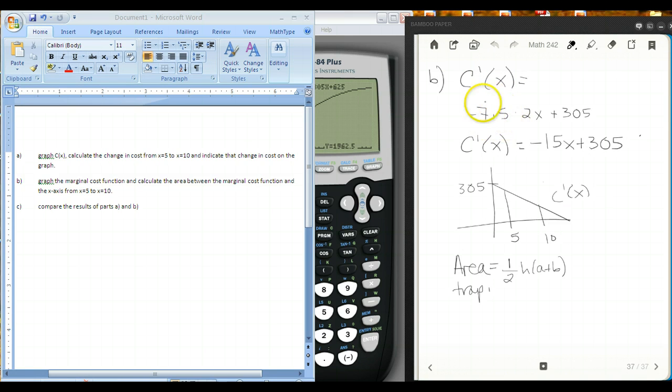So it's negative 7.5 out front for the constant times the derivative of x squared, which is 2x, plus 305. This is the derivative of 305x, and the derivative of 625 is 0, so I don't write anything. Okay, so that means that we have c prime of x here, which is negative 15x plus 305, and that's our derivative. So in part B it says graph the marginal cost function.